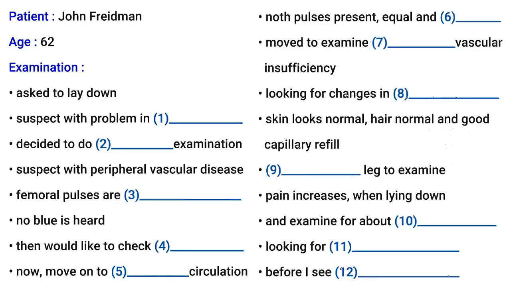Based on what you've told me so far, I suspect you have a problem with the circulation in your leg and that the arterial blood flow might not be as good as it could be. And so I'd like to proceed to do an arterial circulation examination. I suspect the patient suffers from peripheral vascular disease, and so I would like to do an arterial circulation examination, beginning with the femoral pulse. Femoral pulses are normal bilaterally, no bruit heard.